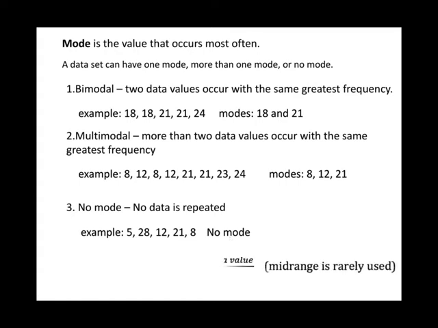Okay, last one, the mid-range. Mid-range is equal to the maximum data value plus the minimum data value, divided by 2. But mid-range is rarely used. For this example, the maximum data value is 28 and the minimum data value is 5, right? So we add them up and then divide by 2. When you add it up, that is 33 divided by 2, which is 16.5. That will be the mid-range. Okay?